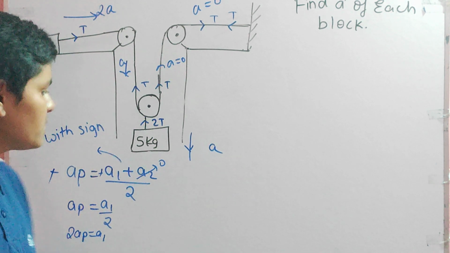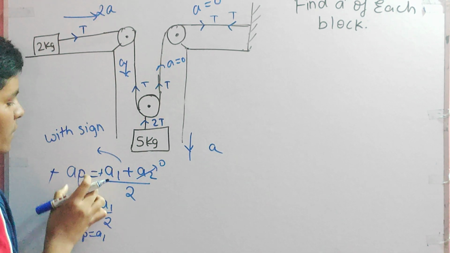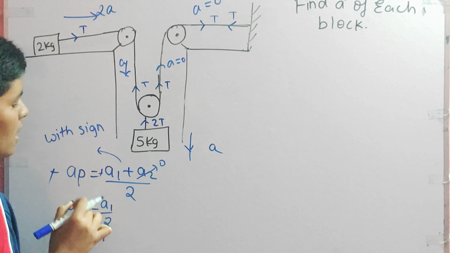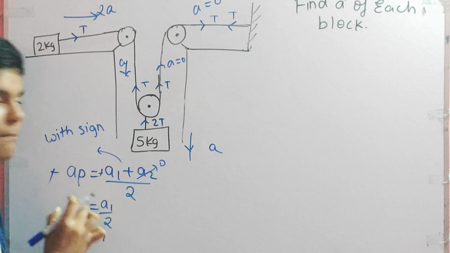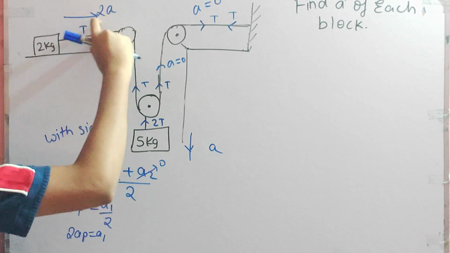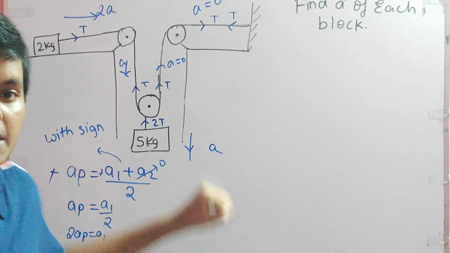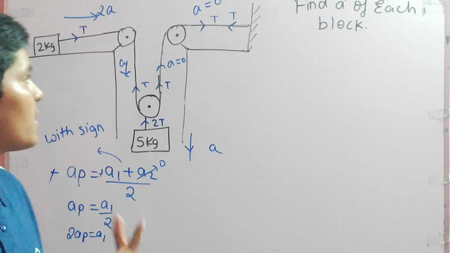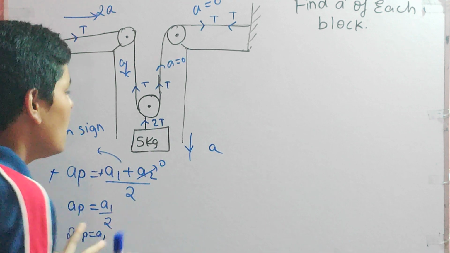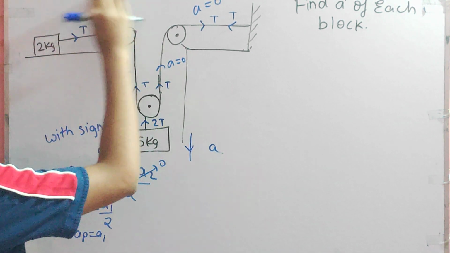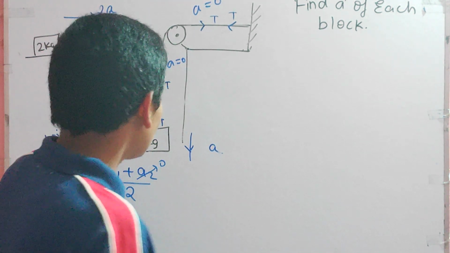This we have to use the formula and we'll get it. So here, as we know, AP is equal to (A1 plus A2) by 2. Now if you use it with sign, this minus minus gets cancelled. AP is equal to A1 by 2. Now what is A1? This is A1. So half of this will be equal to this. And why? It is because it is being pulled only from one side, not from two different sides. Now as we know this is acceleration A here, 2A over there, we can directly use our own method.